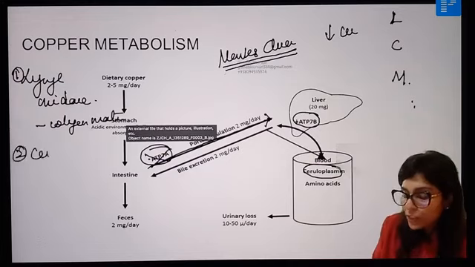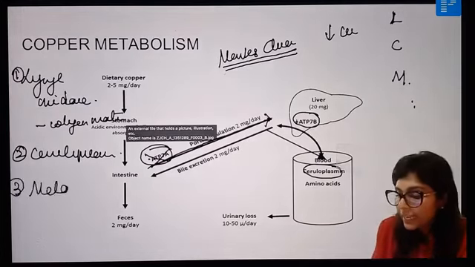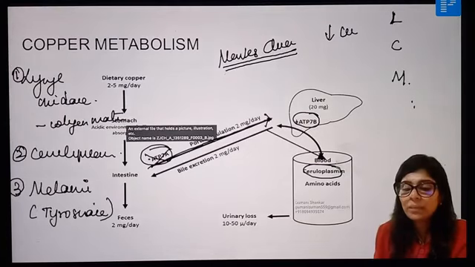C stands for ceruloplasmin. M, remember, it is melanin. Which is the copper-dependent enzyme which helps in melanin formation? It is tyrosinase. So tell me, what are the copper-dependent enzymes?